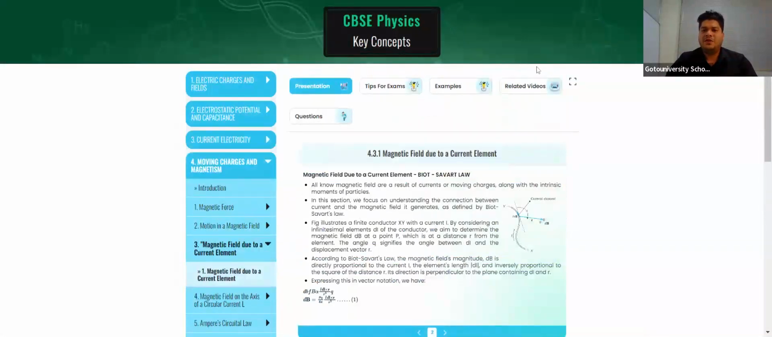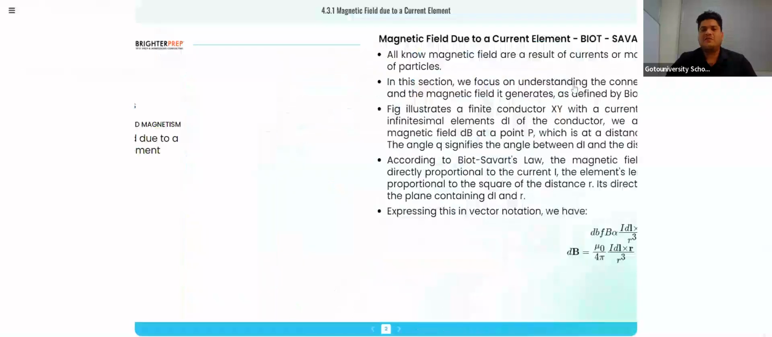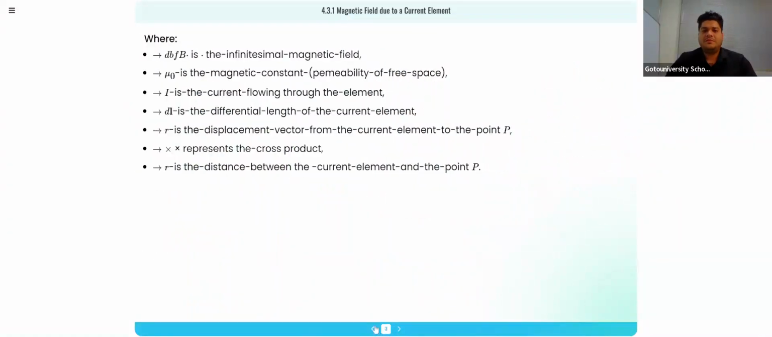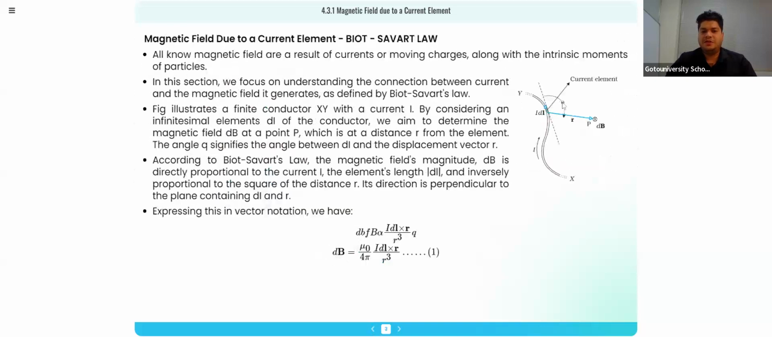Yes. The next one, Biot-Savart Law. We don't have derivation in this. You just have to remember the concept. Okay. Magnetic field due to current element. This is Biot-Savart Law.